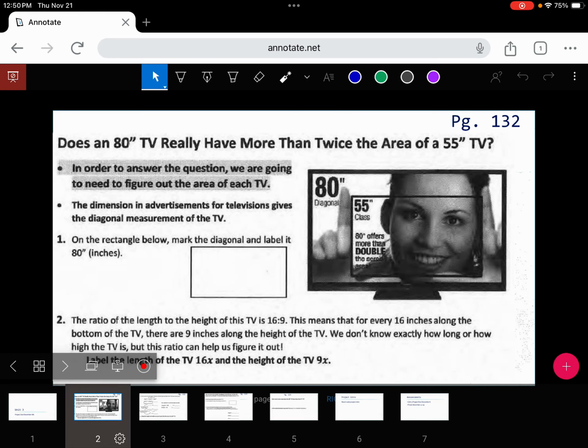So, we've got some information here. We've got two TVs. One's a 55-inch TV and one's an 80-inch TV. And what we want to know is their areas.